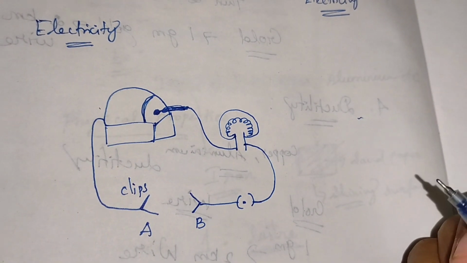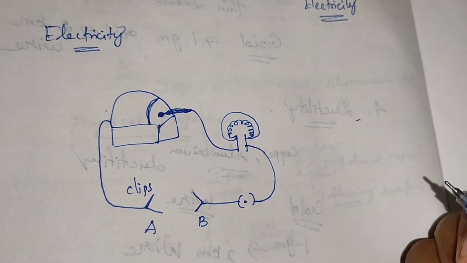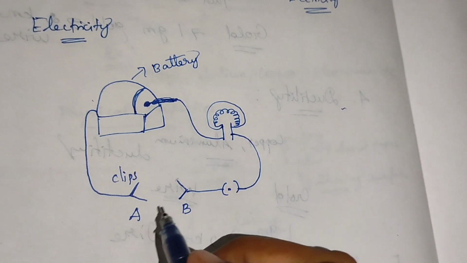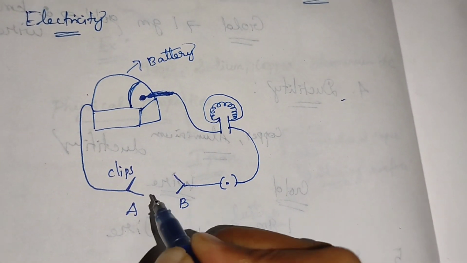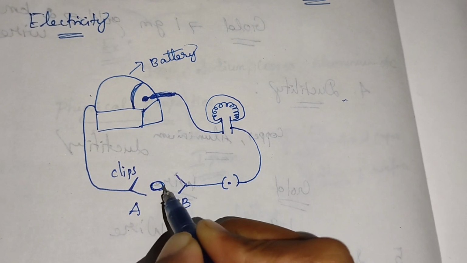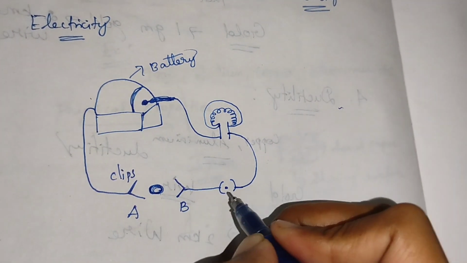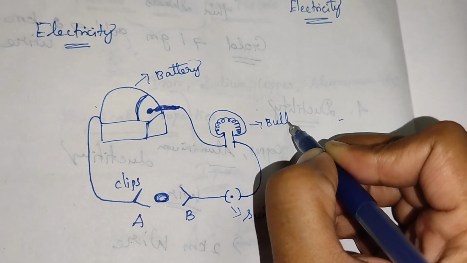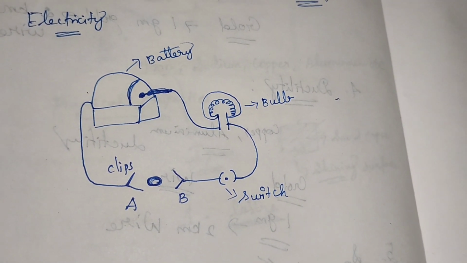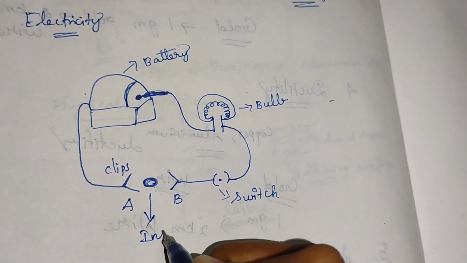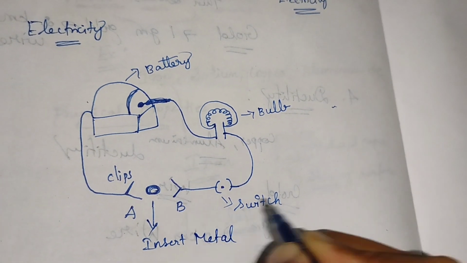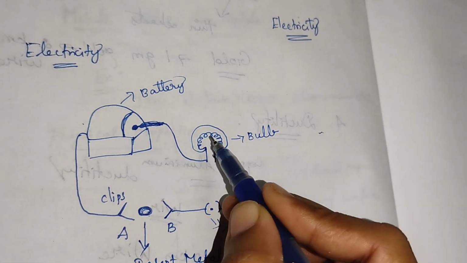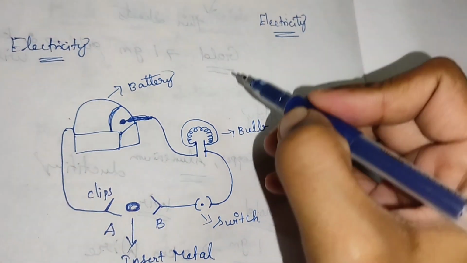Now we are going to check whether the metal is conducting electricity or not. This is the battery, with two terminals A and B. I insert the metal between these two terminals, and this is the switch and this is the bulb. Now I take any metal, insert it here and switch on. Then I watch whether the bulb glows when electricity passes through this wire. Yes, definitely this bulb is glowing.